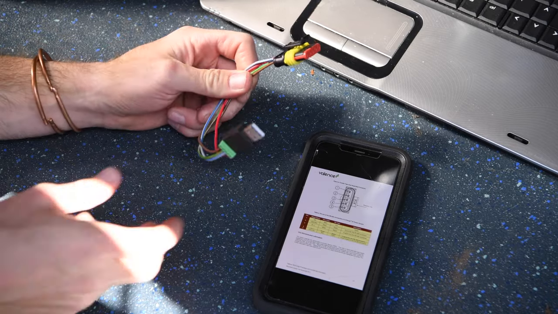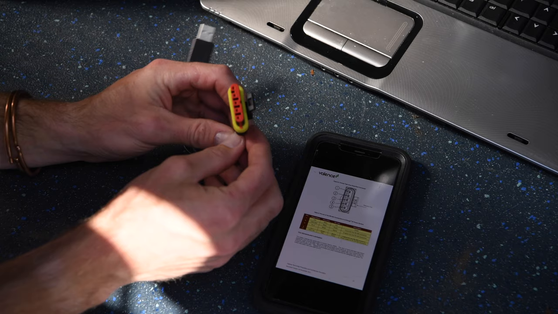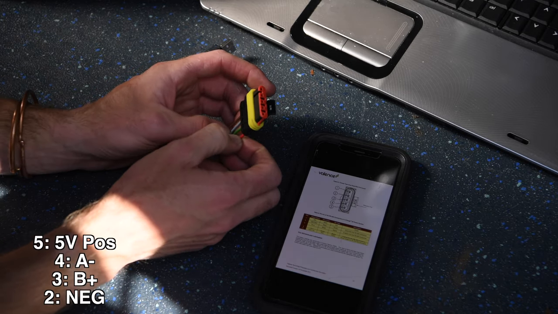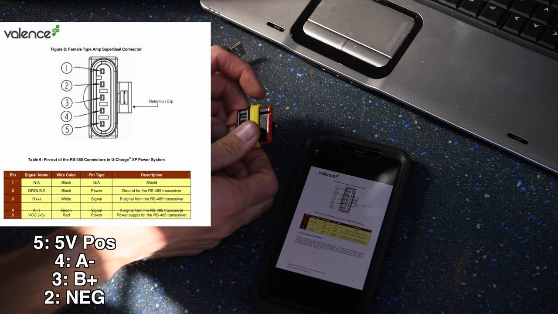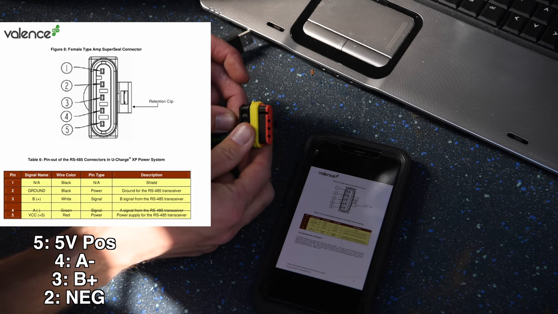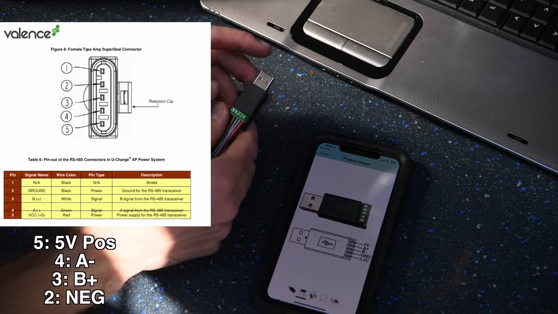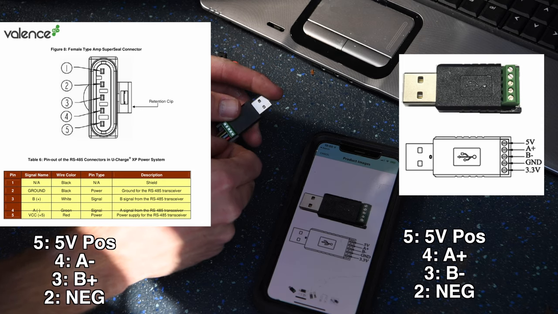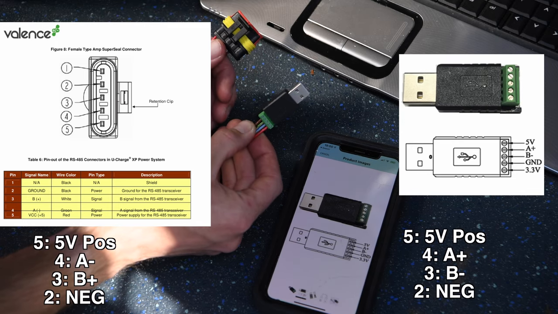So this was the issue I had with mine. It was the information I used, the way I made the cable. So the Valence manual shows pin 5 as 5 volts. Pin number 4 is going to be A minus, being a data pin. Pin 3 as B plus. Pin number 2 is the ground. The adapter shows 5 volt, A data, B data, ground. So presumably I thought the same layout.